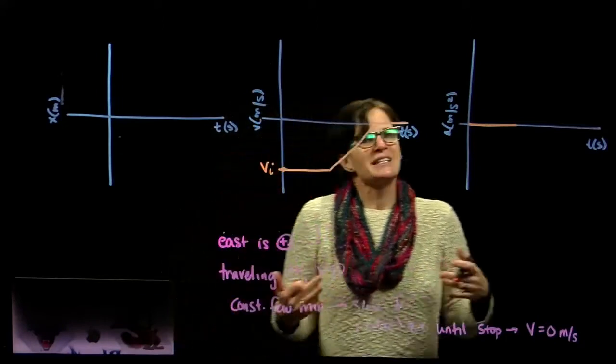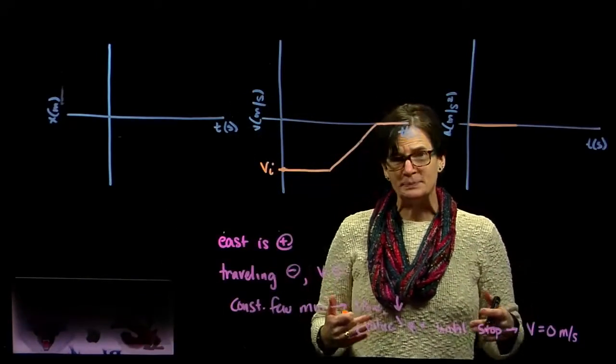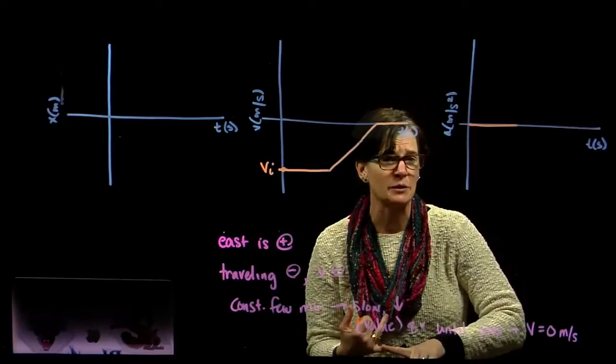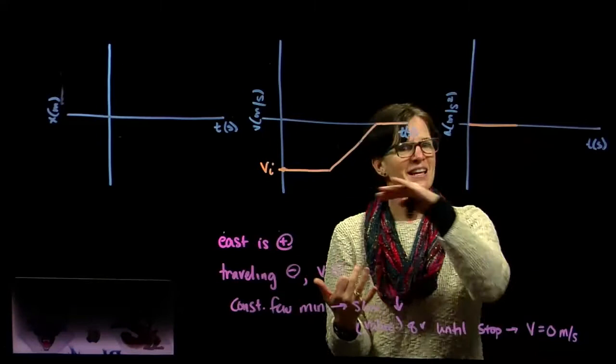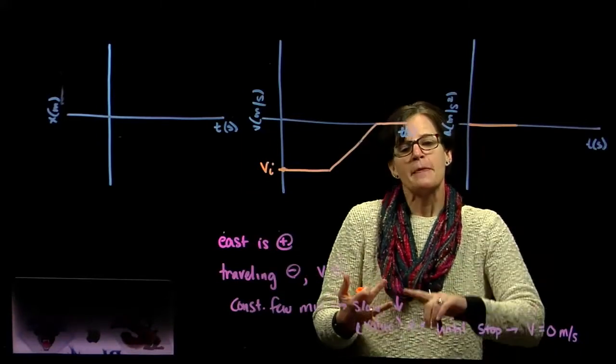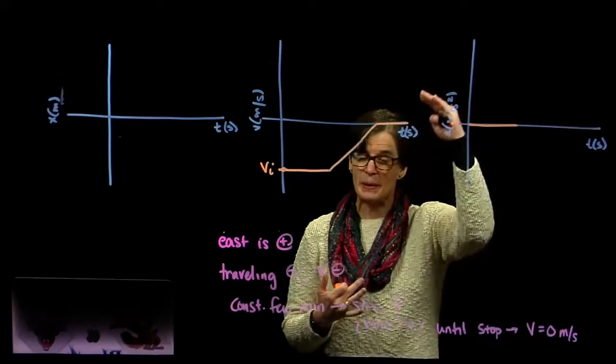All right, then it tells us we slow down at a steady rate. Steady means the acceleration is constant. So representing constant on a graph, we know it's a horizontal line. Slowing down doesn't tell us if it's positive or negative, remember.